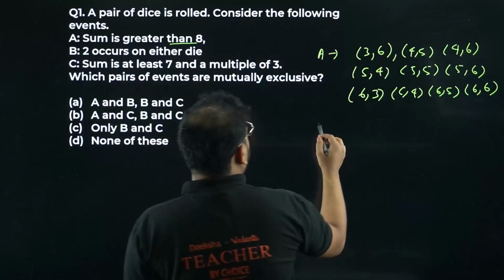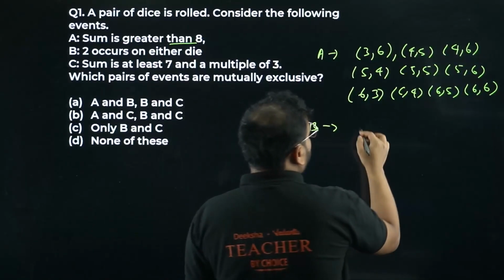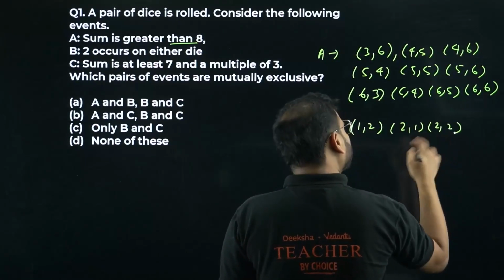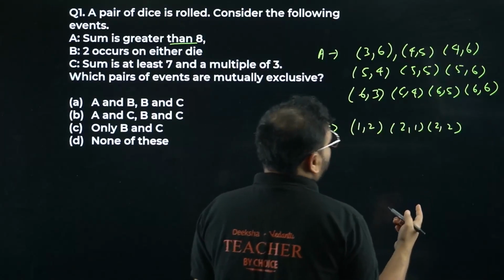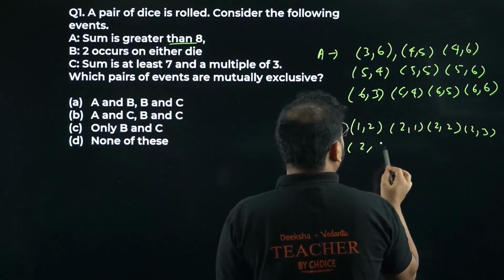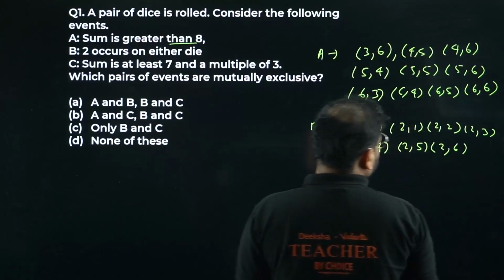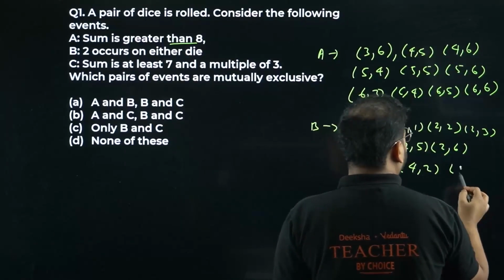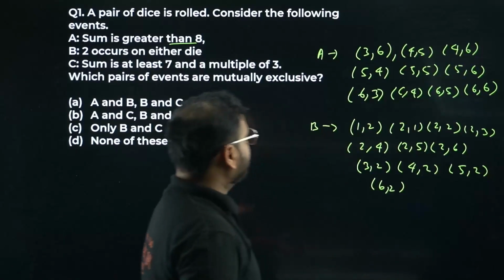Now for event B, 2 occurs on either die. So I'll have 1 comma 2, then 2 comma 1, 2 comma 2. Either means both is also okay, na? Either A or B, or both, is also okay. So 2 comma 2, same goes till 2 comma 3, 2 comma 4, 2 comma 5, 2 comma 6, then we have 3 comma 2, 4 comma 2, 5 comma 2, and 6 comma 2. B is done.